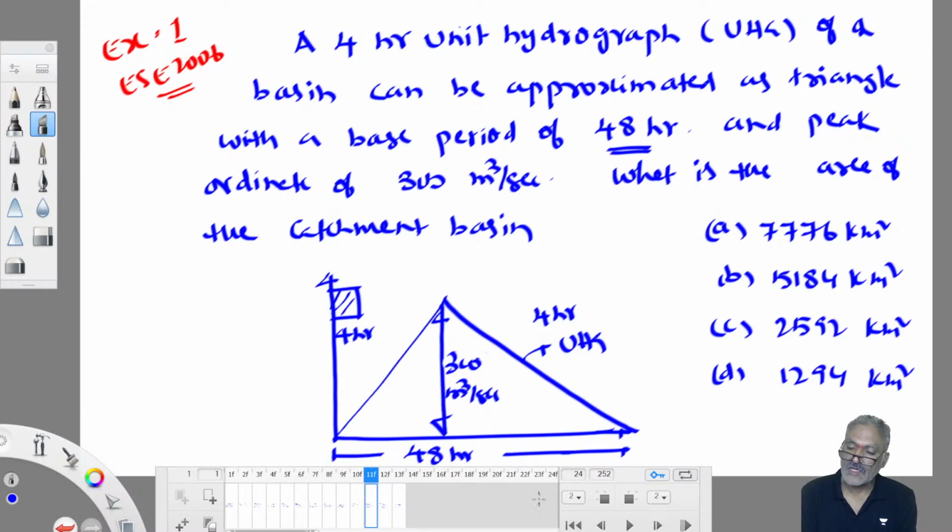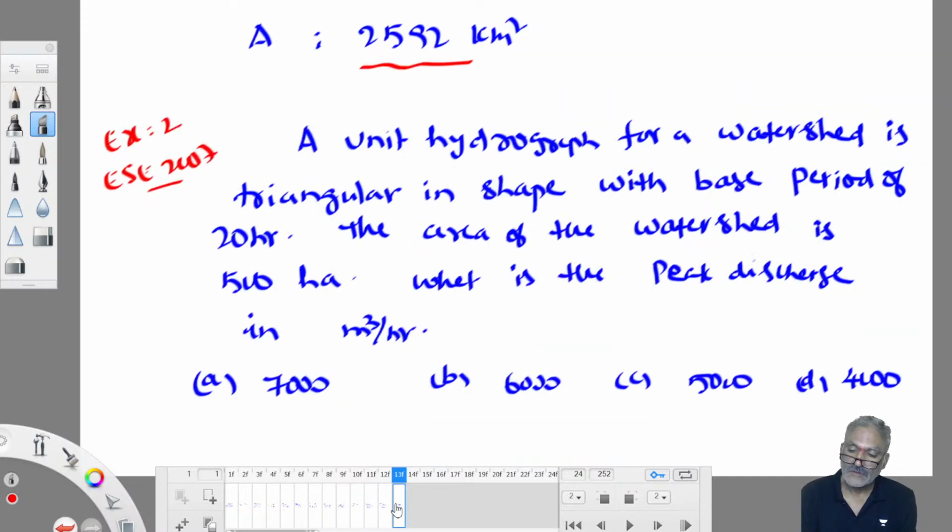Last question answer is what? 2592, right? Come on, all of you try. If I only solve, no use. So you should solve from your side. The answer should come from your side.